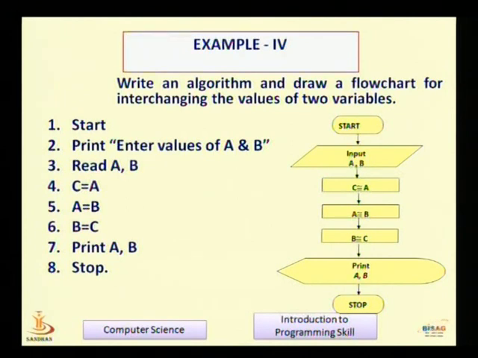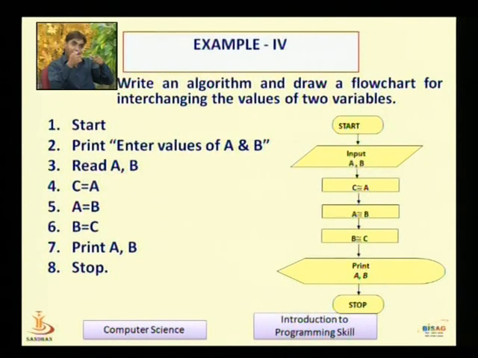I will put both of these over here, the pseudocode as well as the flow chart. I will take one good example: write an algorithm and draw the flow chart for interchanging the values of two variables. For example, A has 5 and B has 7. I want to change them so that A has 7 and B has 5, meaning we transfer the value from one variable to another variable.